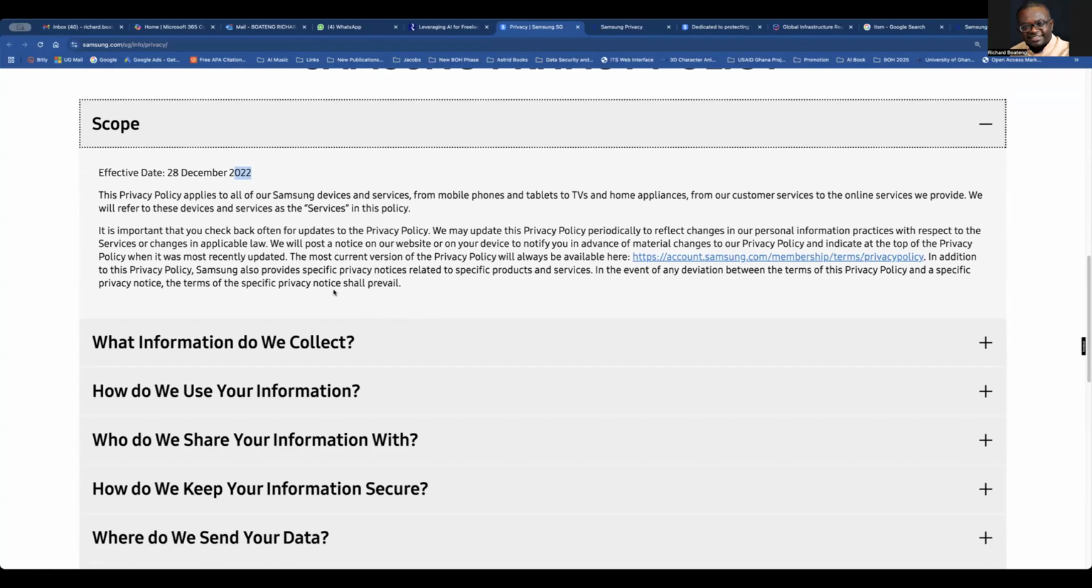Okay. Then they say it's important to check back for updates to your privacy policy. They say it's a living document. It's not a document that is done and you forget. Periodically, they update it to reflect changes in our personal information practices. So any good policy in IT should always be seen as an action-oriented document. It should be a living document.